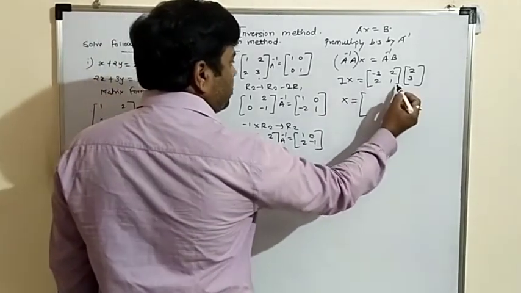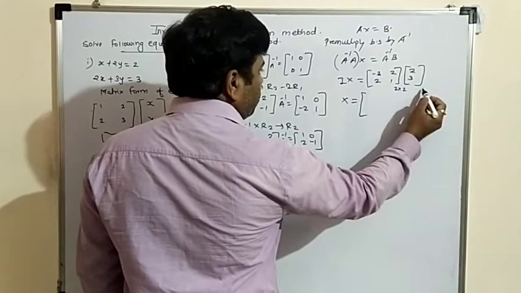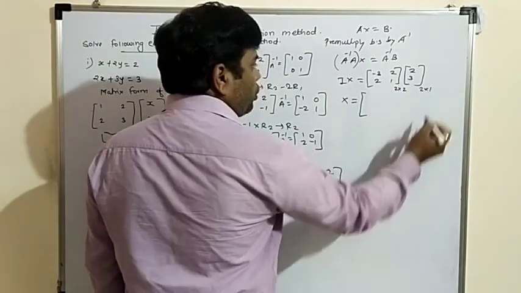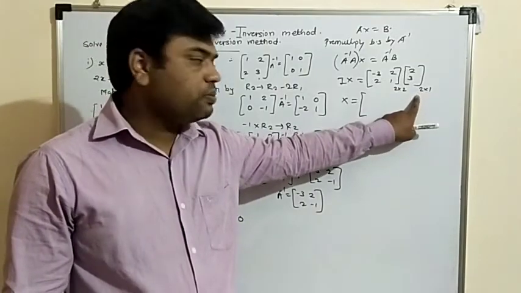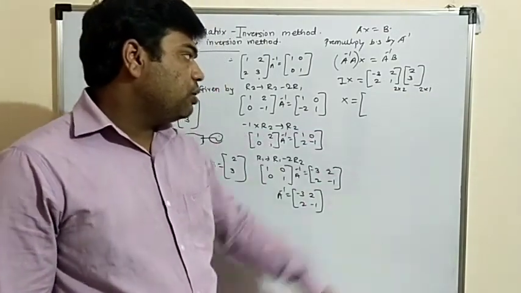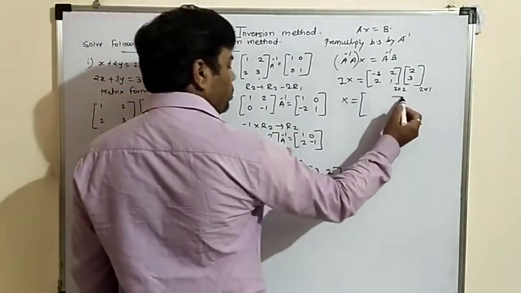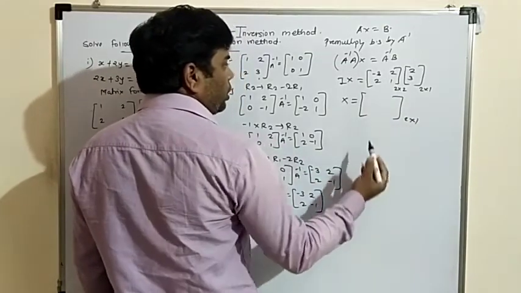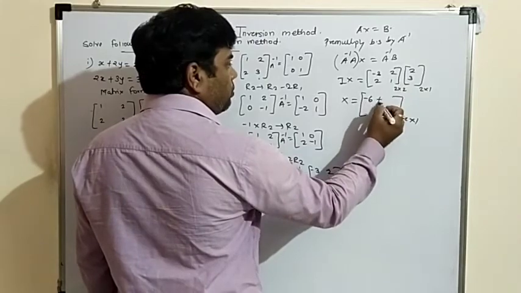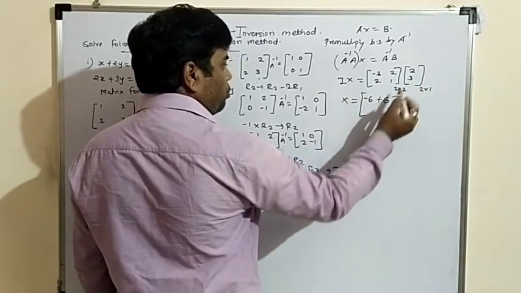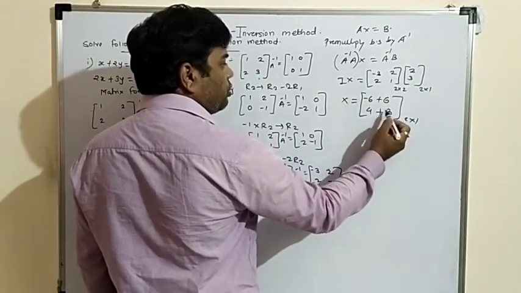Now we have to multiply this. The order of this is 2 into 2, and the order of this is 2 into 1. The number of columns of the first matrix and the number of rows of the second matrix are equal, so we get a multiplication of order 2 into 1. Minus 3 into 2 is minus 6, 2 into 3 is plus 6, giving 0. 2 into 2 is 4, 2 into 1 is 3.